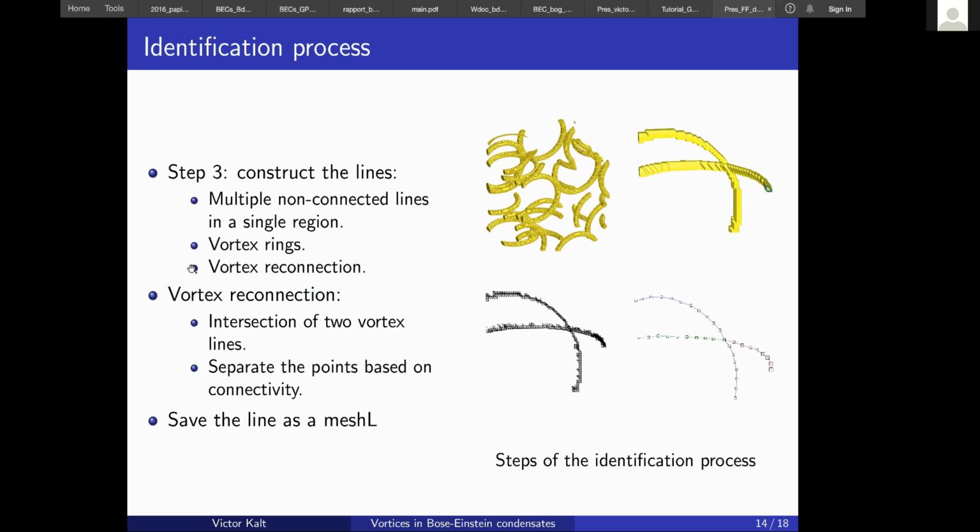The third kind of vortex lines, which is the most difficult one to deal with, is the case of vortex reconnection. This happens when two vortex lines intersect. So here we have some initial data, with those circles being so perfect, for a simulation of superfluid helium. And if we look inside, we can find something like this, which are two vortex lines that are intersecting.